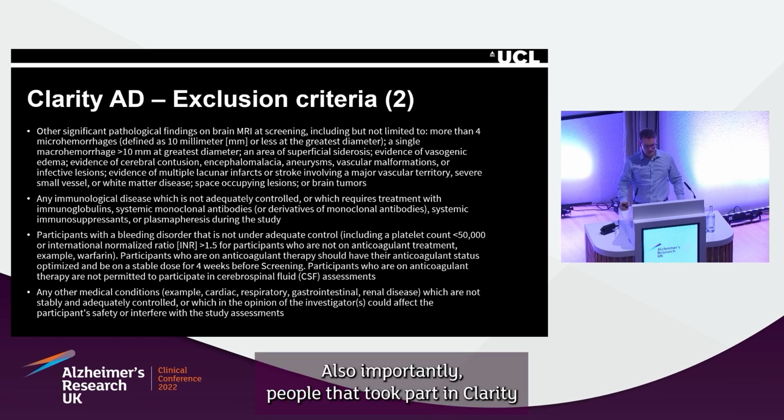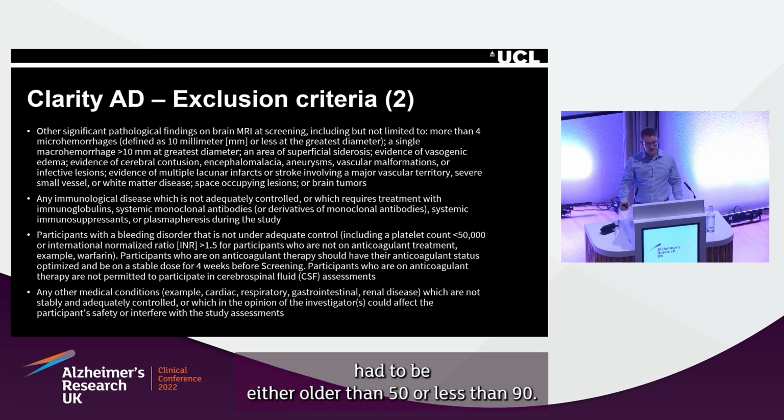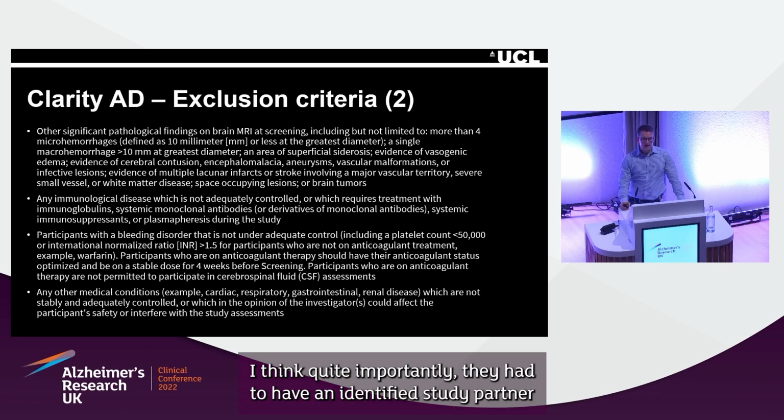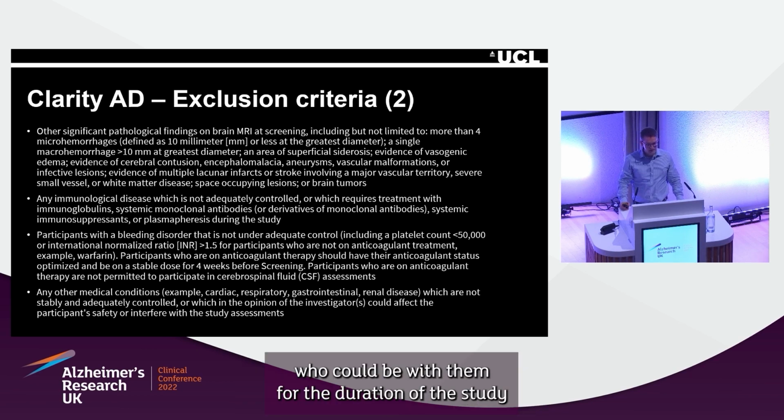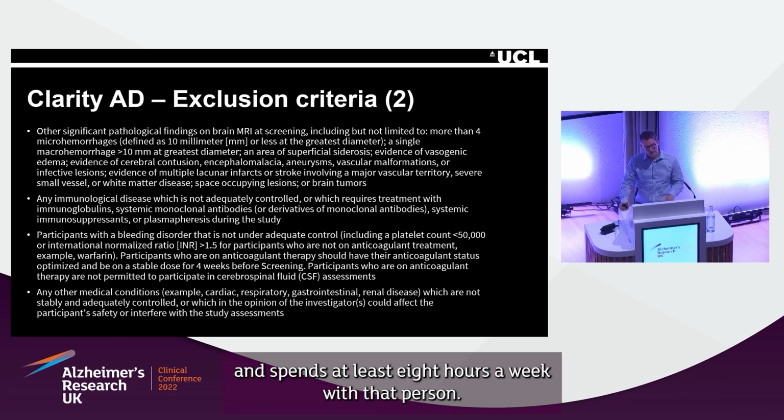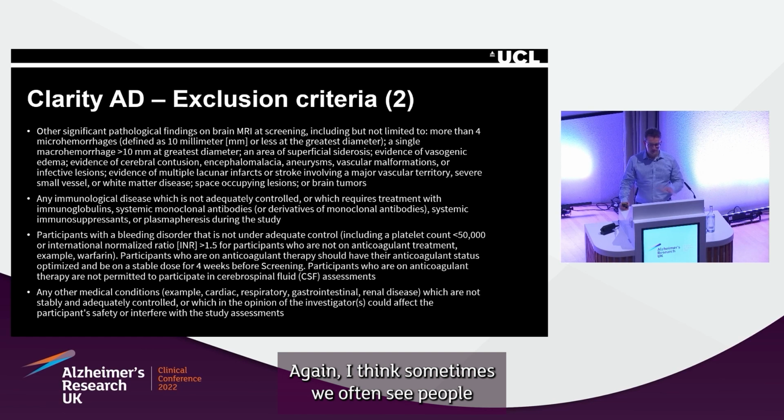Also importantly, people that took part in Clarity had to be older than 50 and younger than 90. They had to have a BMI of greater than 17 and less than 35. And I think quite importantly, they had to have an identified study partner who could be with them for the duration of the study and spend at least 8 hours a week with that person. And again, I think sometimes we see people who don't have someone who can see them reliably.